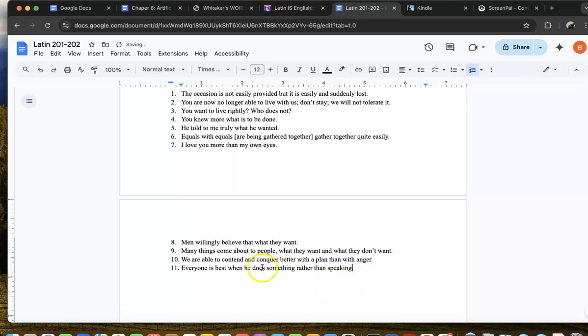So basically, the idea is deeds, not words. Everyone is best when he does something rather than speaking. I'm going to put a "just" in there just to make it more idiomatic. So that one's a tricky one.